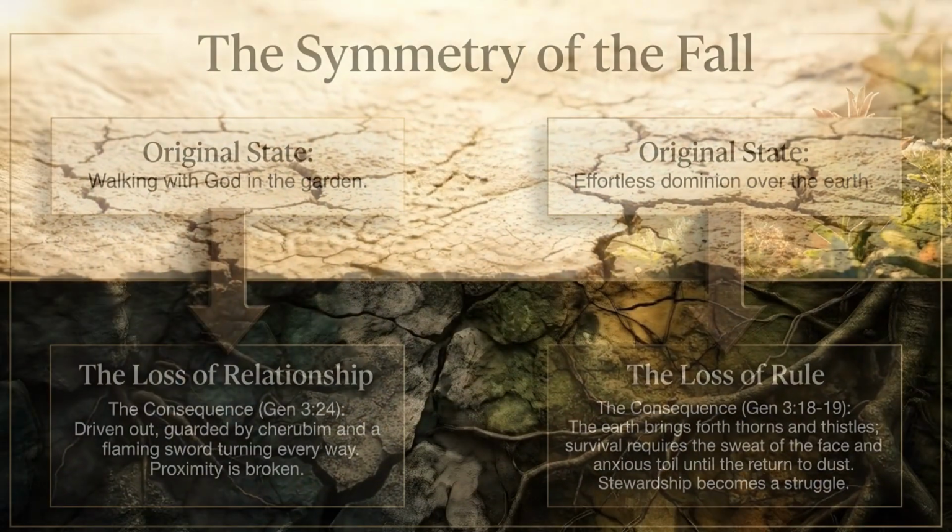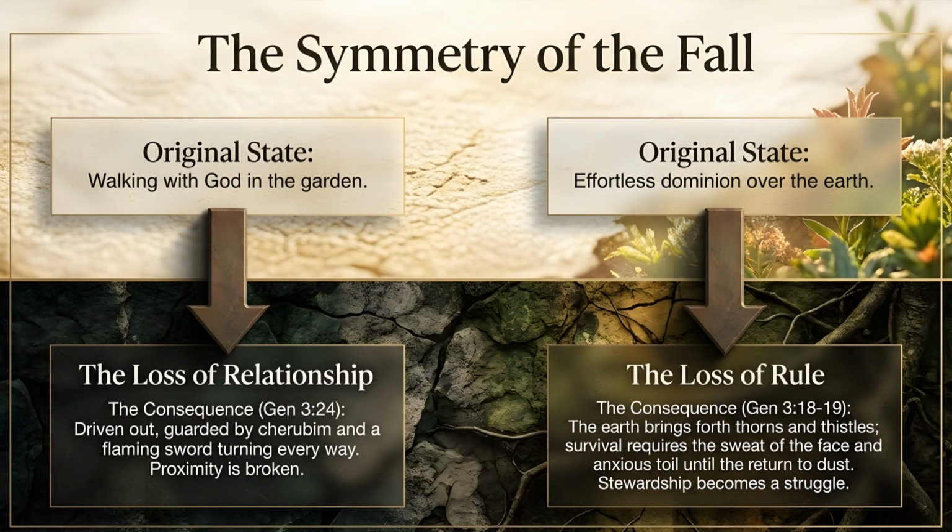Because God's word was rejected, the entire design fractures and breaks apart. Notice the tragic collapse of the two foundational roles in humanity. First of all, loss of relationship. Where humans once walked face to face with God in the garden, Genesis 3:24 shows man being driven out of the garden with cherubim and a flaming sword guarding the way to the tree of life. That divine proximity, that relationship to God closely, is broken.